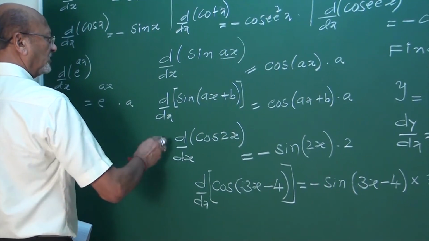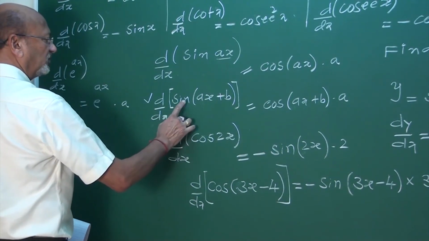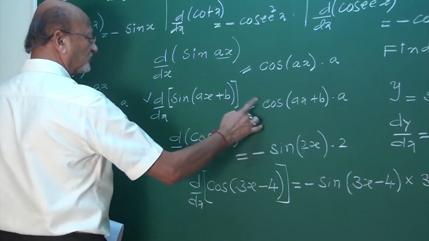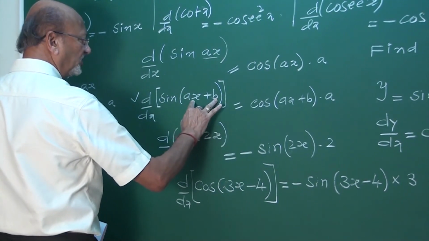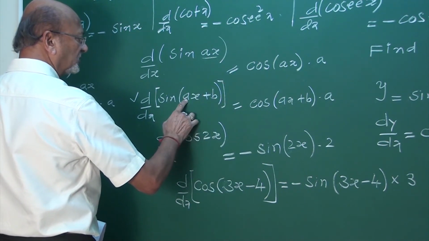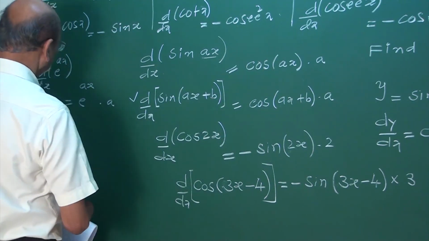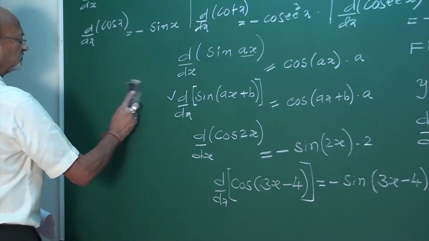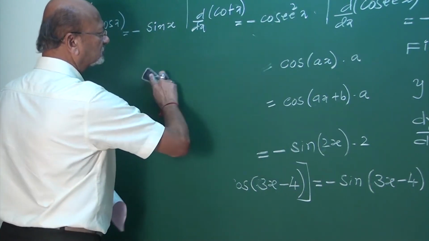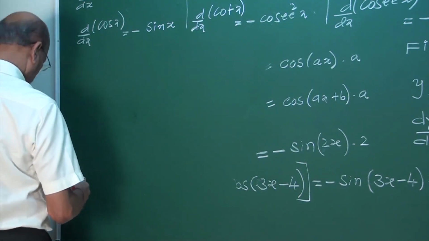It is also in your textbook. In the textbook, what is it? Derivative of sine ax plus b with respect to x. Sine, cos as it is, into the derivative of this. What is the derivative of this, my friend? Ax is a, plus b is 0. Yes, friend. Another one.